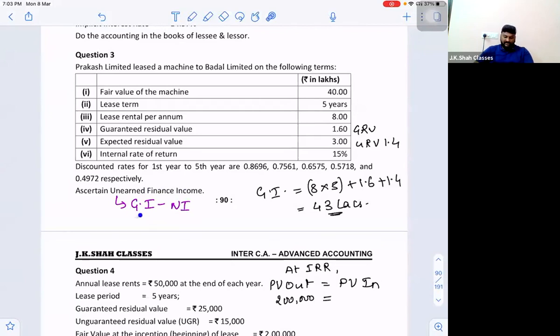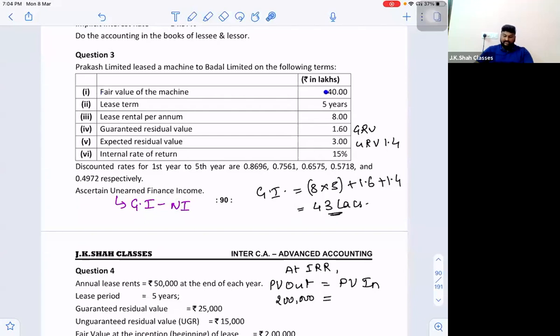There is a full probability that gross investment might be given in the question, we just have to calculate the net investment by converting the gross to the present value. So present value of gross becomes net. So let us see what information is given.